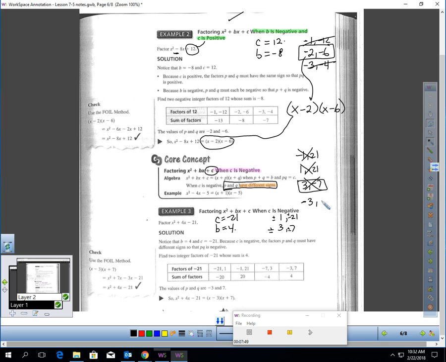Negative 3 and 7 add up to 4, and they also multiply up to negative 21. So there's my factors. So my correct factoring must be x minus 3, x plus 7. So if C is negative, but B is positive, then I know my factors must have different signs. And that's what's happening here. Okay?